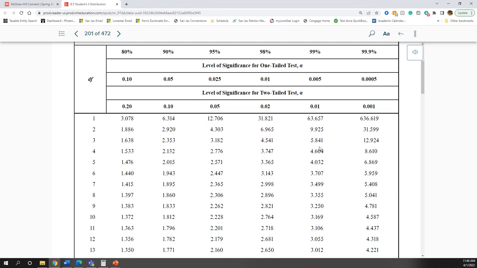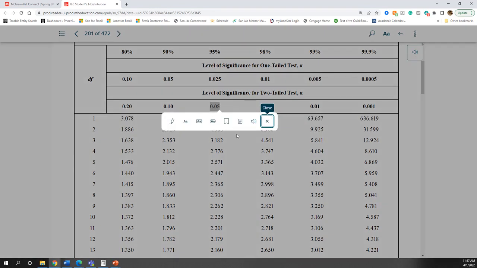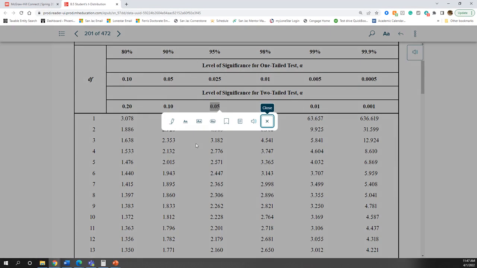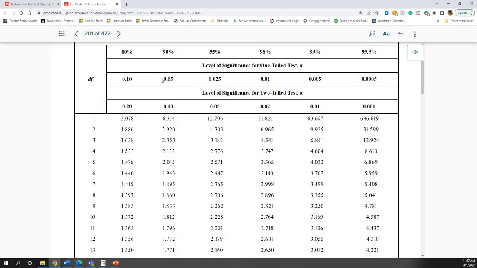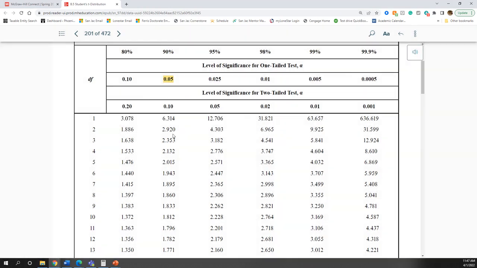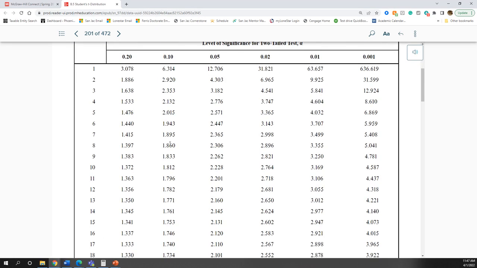All right, so we know our significance level is going to be 0.05. But watch out. So this one says two-tail. We're not dealing with two-tail. We are dealing with one-tail. So always be careful because there are two ones. Always make sure you get the right one. Okay? So 0.05. So we're looking in the second column.